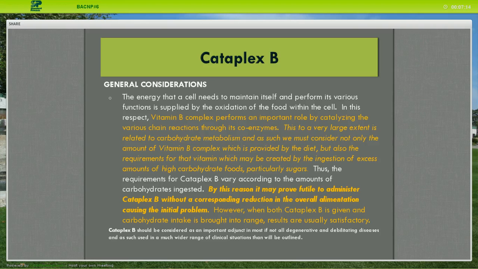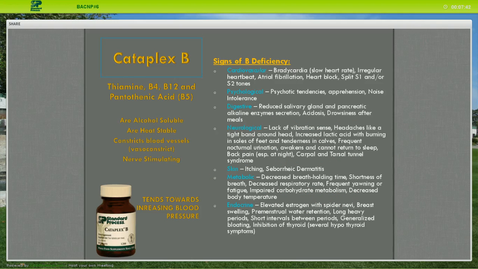So it goes on further to say that by this reason, it may prove futile to administer Cataplex B without a corresponding reduction in the overall alimentation or eating that's causing the initial problem. However, when both Cataplex B, or in some cases G, is given and the carbohydrate intake is brought into range, results are usually satisfactory.